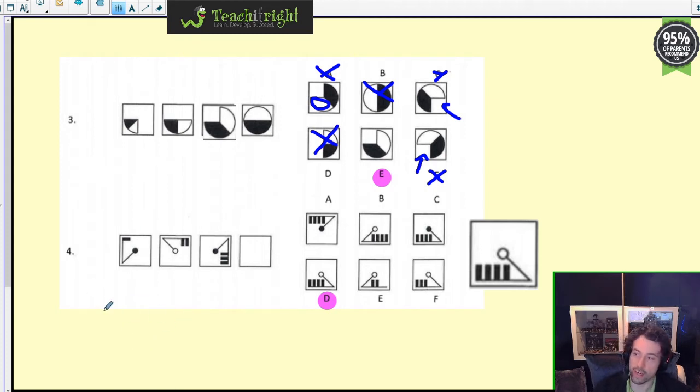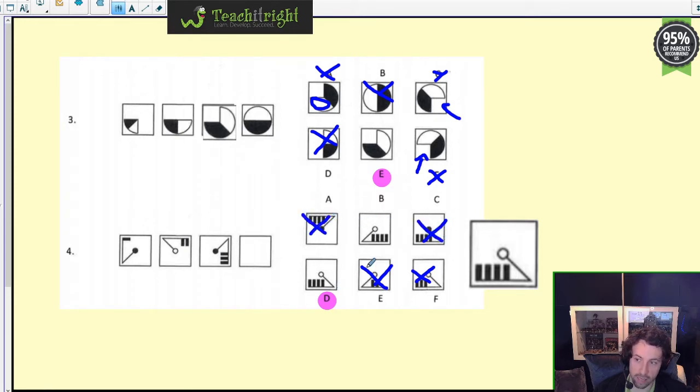Here, what we can see very clearly is the number of bars are increasing. So 1, 2, 3. So we're expecting there to be 4 bars. That allows us to eliminate a couple of options. I can also notice that the circle's going from black to white, so I expect there to be a white circle, so that eliminates these two.